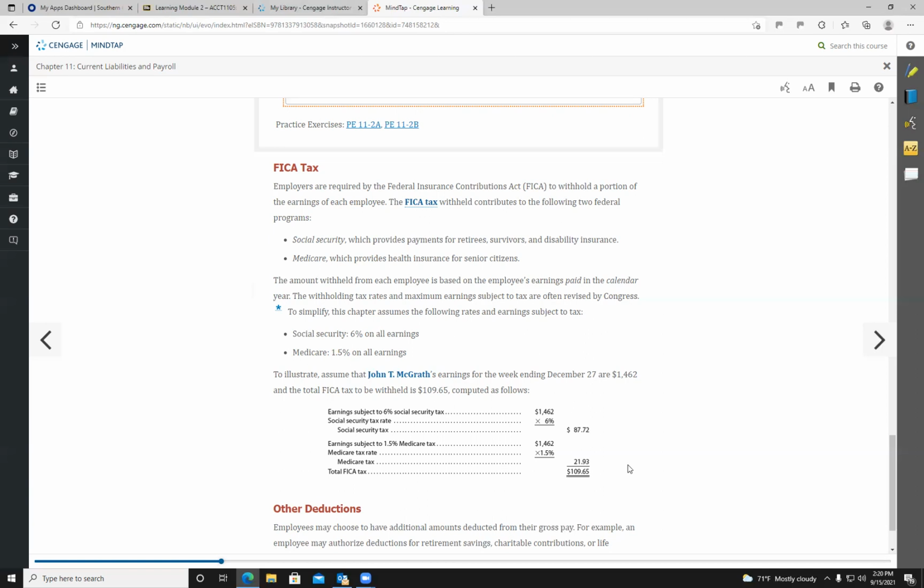So the book is saying Social Security is at 6% and Medicare is at 1.5% for all earnings. And so this is how this is calculated out. So again, we're going to talk about Mr. McGrath, and his total earnings was $1,462. The total FICA tax to be withheld was $109.65, and this is how they computed it. So they started out by taking 6% of the 1,462, and that was $87.72. Then they took 1.5% for Medicare, which was $21.93, and added that together. So that's your total FICA, $109.65.